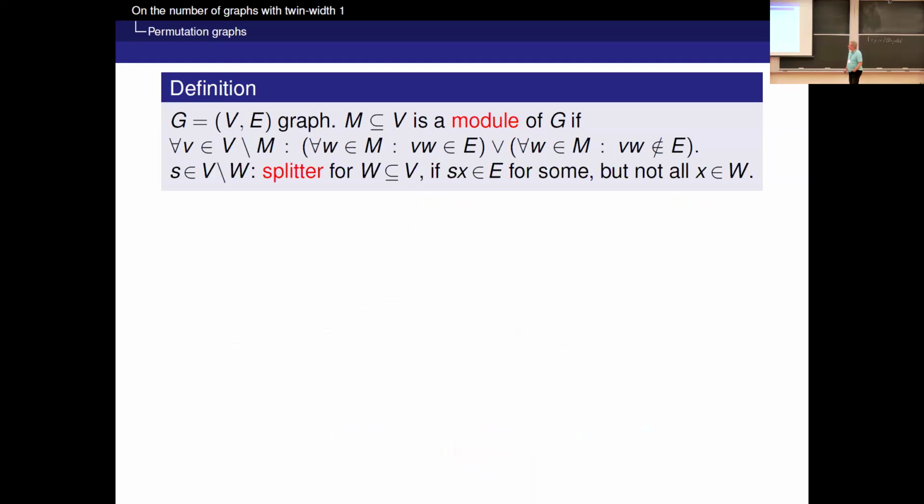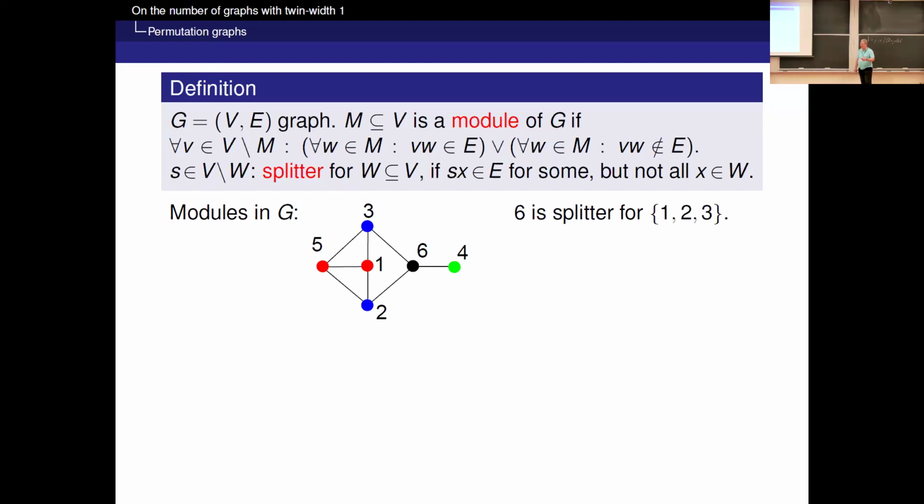And then we need also the concept of a splitter. A splitter is a vertex with respect to some set W, a subset of the vertices, such that it is connected to some of the vertices of W, but not to all of them. So obviously, a module cannot have a splitter. If you look at our graph here, the permutation graph from the previous slide, then the colors correspond to the modules of that graph. And for instance, the vertex 6 is a splitter for the set 1, 2, 3, because it is a neighbor of 2 of them, but not of all of them.